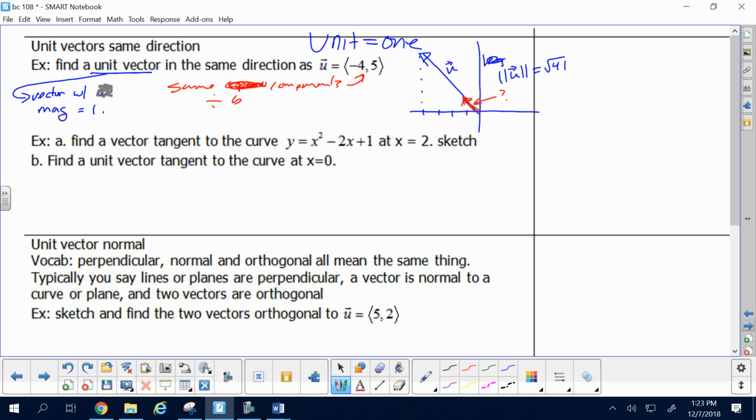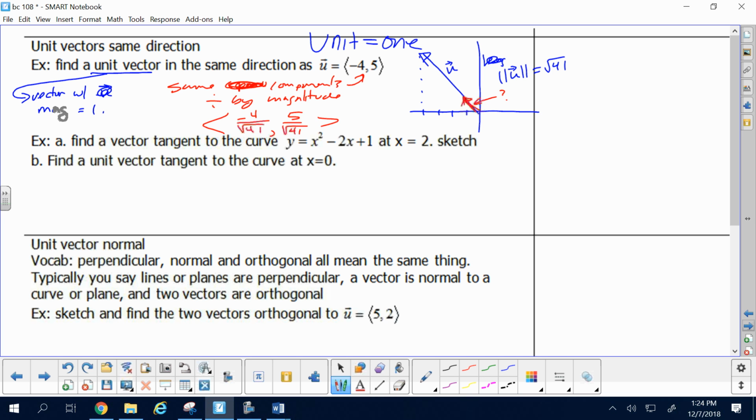Components, but divide by the magnitude. Shorten it up. So, negative 4 divided by root 41 and 5 divided by root 41. What if I ran the Pythagorean theorem on my new vector to find the length? How long is it? Better be 1 or it's not a unit vector. If I squared that, 16/41 and squared that, 25/41, the sum is 41/41, which is 1. Perfect.